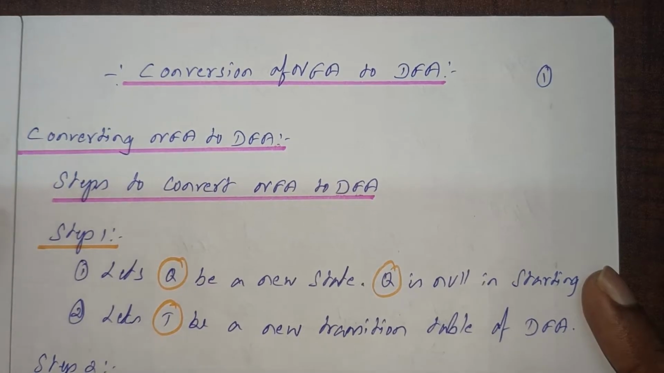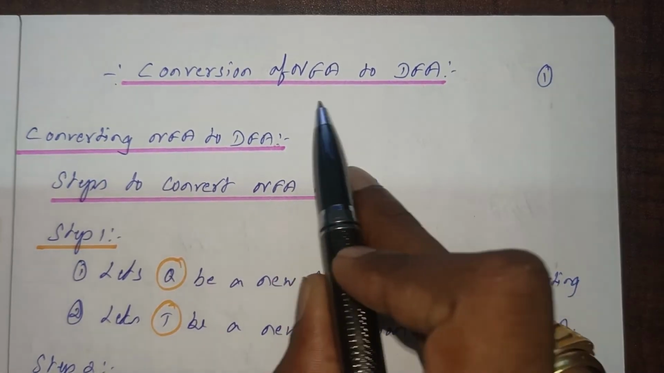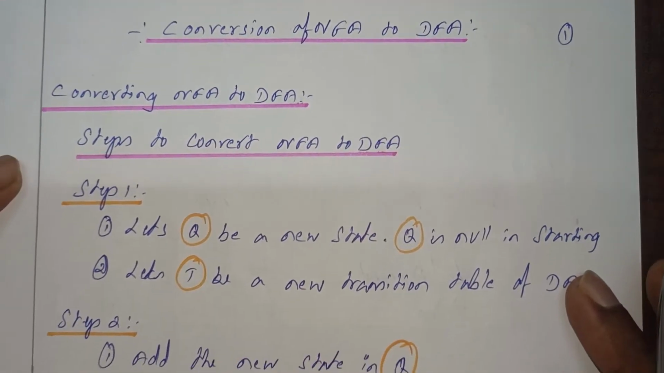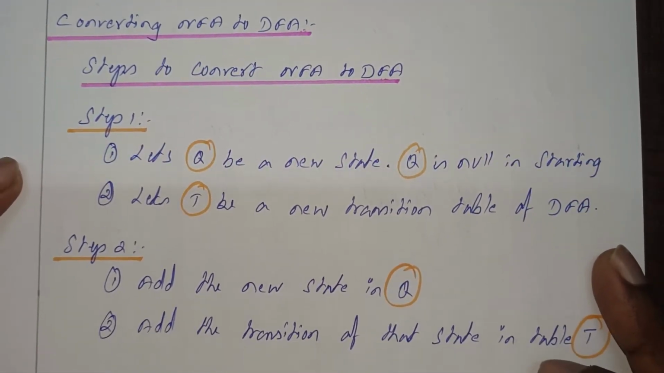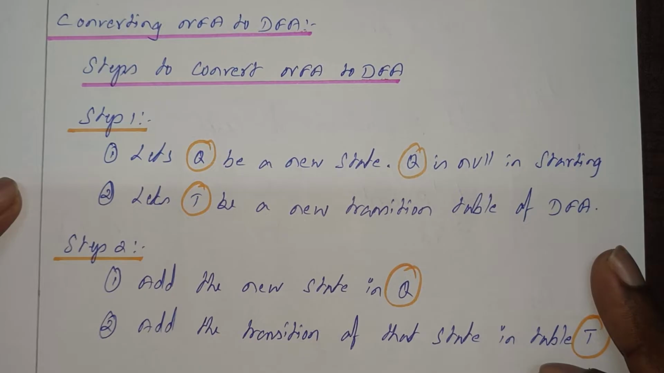Now I am going to explain to you the conversion of NFA to DFA. Let me project some basic steps of how the conversion of NFA to DFA can happen. As you all know the difference between NFA and DFA: NFA can accept an empty string but DFA cannot. NFA can pass one input to another state multiple times, more than one time, but DFA can't.